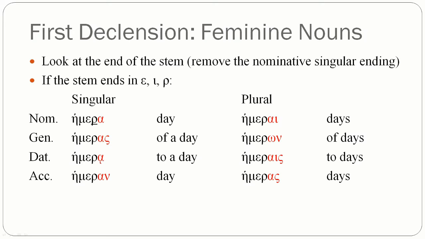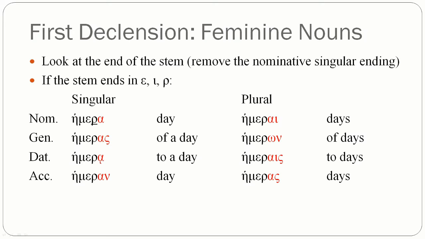That's kind of the distinguishing feature of this particular category of first declension nouns. You've got that consistent vowel throughout the singular, which is an alpha. So nominative singular, hemera, the alpha. Then the genitive singular will turn into an alpha sigma for your ending. And that's how you know this is a genitive singular with that alpha sigma ending. So hemeras is genitive singular, of a day.